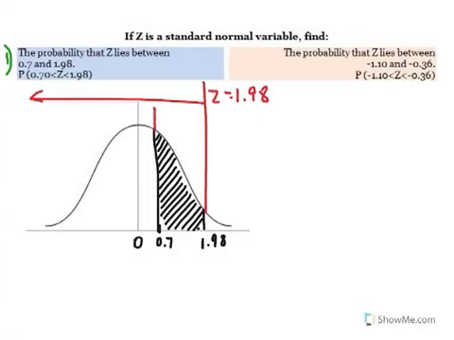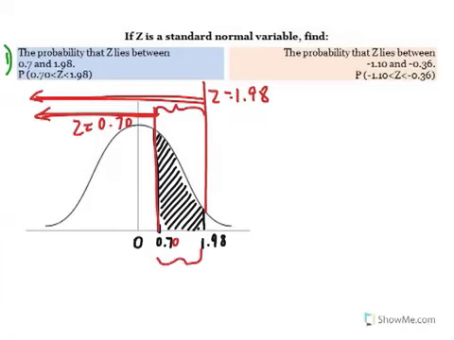Then find the area that corresponds to the left of z equals 0.70. There is a digit here, a second digit, 0. And what we need to do is subtract the smaller area from the bigger area, and then we will have the area in the middle. And that's what we need, right? We need this area right here.